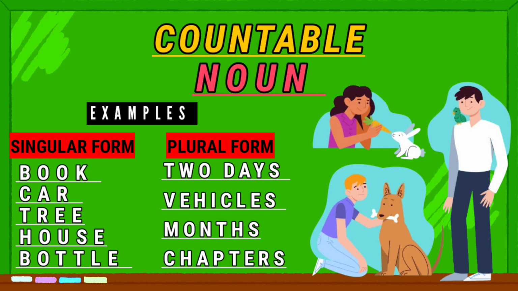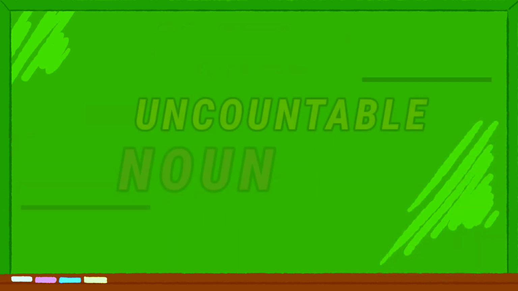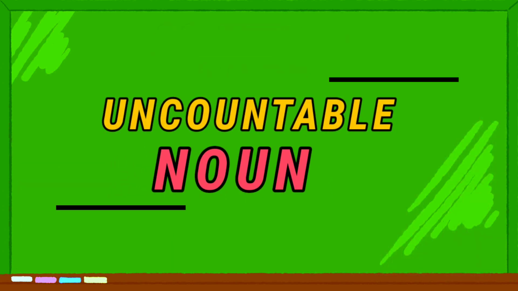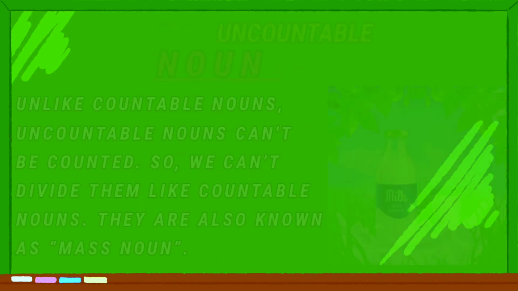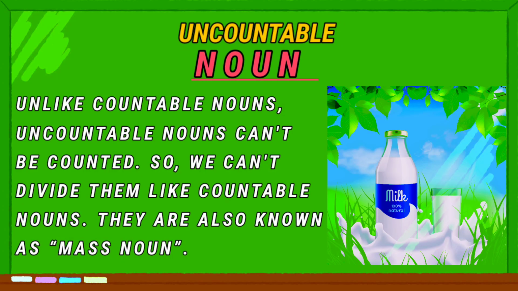How many? 2, 3, 4, something like that. That's why it's known as countable noun. So, this was about countable noun. Next, we are going to discuss what is exactly uncountable noun. So, does it have any similarity between countable and uncountable noun?